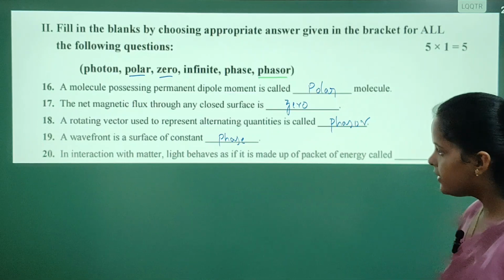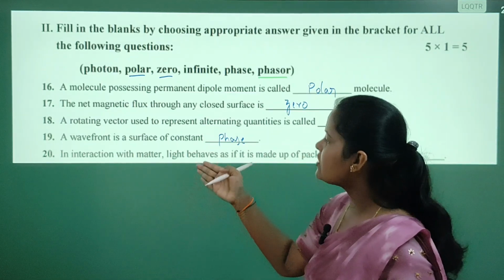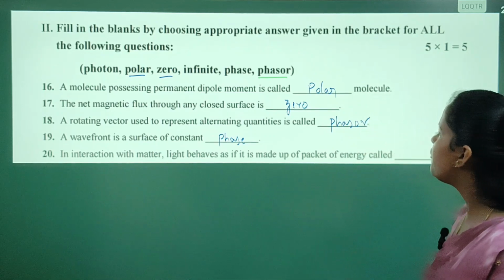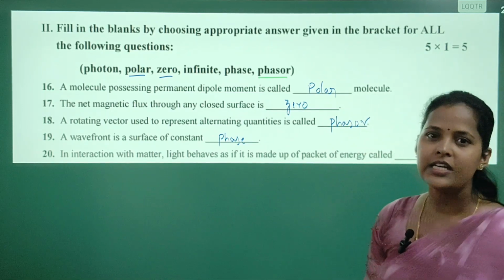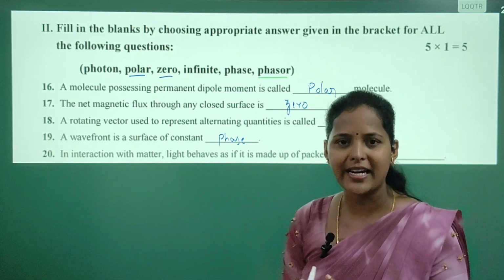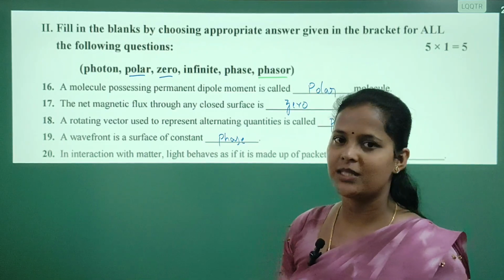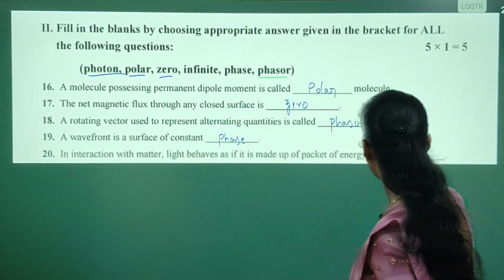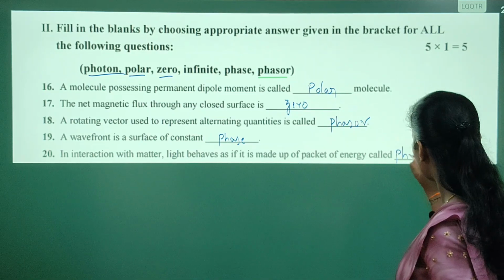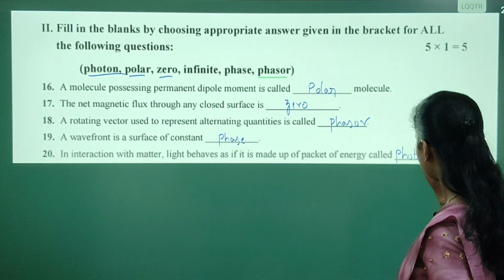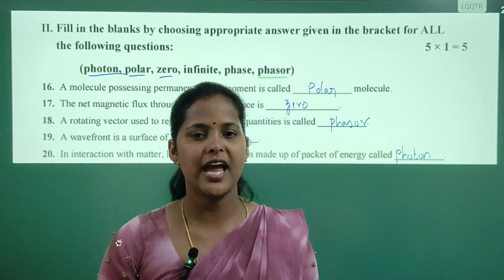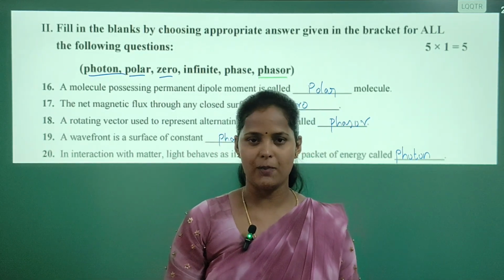Okay, here: in interaction with matter, light behaves as if it is made up of packets of energy, called. So what is the meaning of packet of energy? Packet of energy is nothing but photon. So the answer here is photon. So the answer for this question is photon. Okay, so this is all about the MCQs and fill in the blanks of the first model paper.